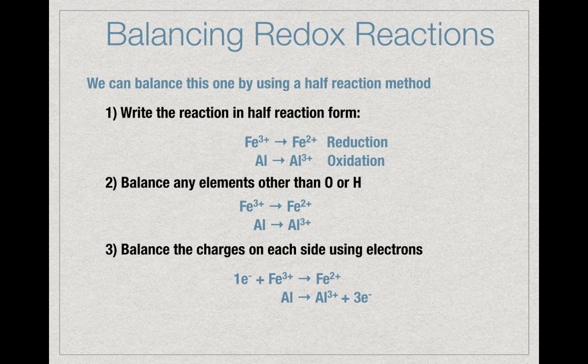For aluminum, I have no charge on the left and a 3+ charge on the right. So in order to balance that out, I'm going to add electrons, and I have to do it to the more positive side. So that would be on the product side. Whenever you're balancing your electrons, you should always have electrons on one side for one of your half reactions, and on the other side for the other half reaction. You should never have electrons on the same side for both of your half reactions.